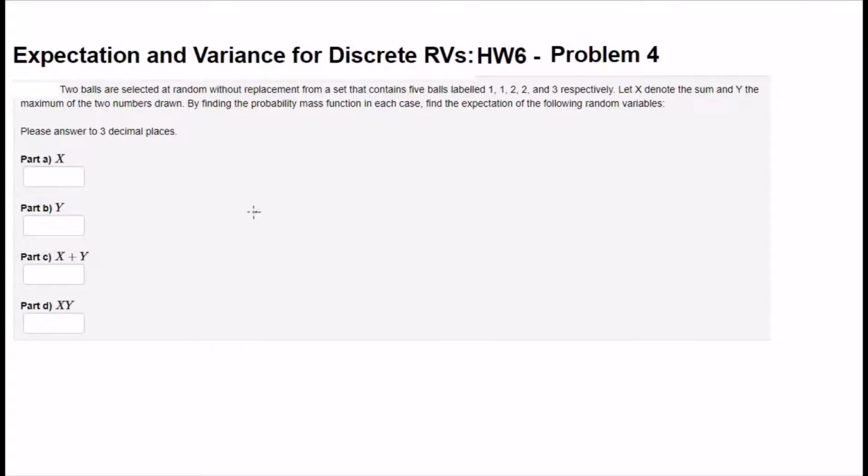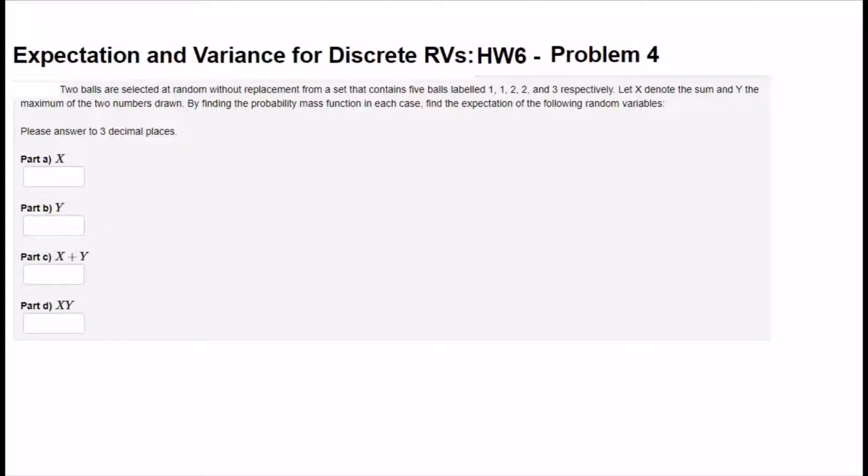Problem number 4. 2 balls are selected at random without replacement from a set that contains 5 balls labeled 1, 1, 2, 2, and 3 respectively. Let x denote the sum and y the maximum of the 2 numbers drawn. By finding the probability mass function in each case, find the expectation of the following random variables. So here we're going to compute the expectation of x, y, x plus y, and x times y.